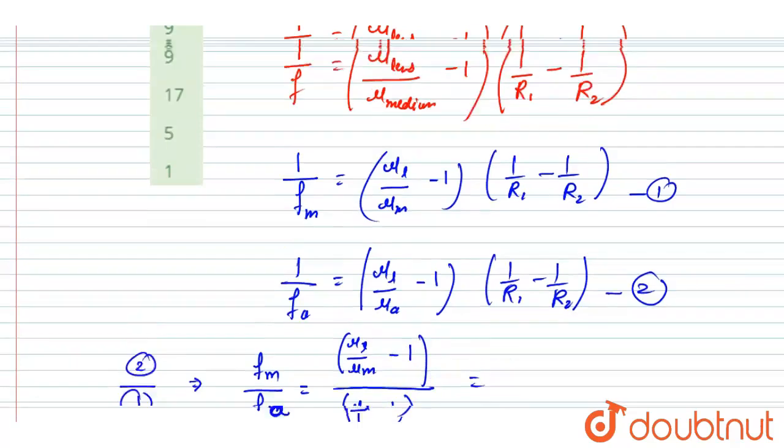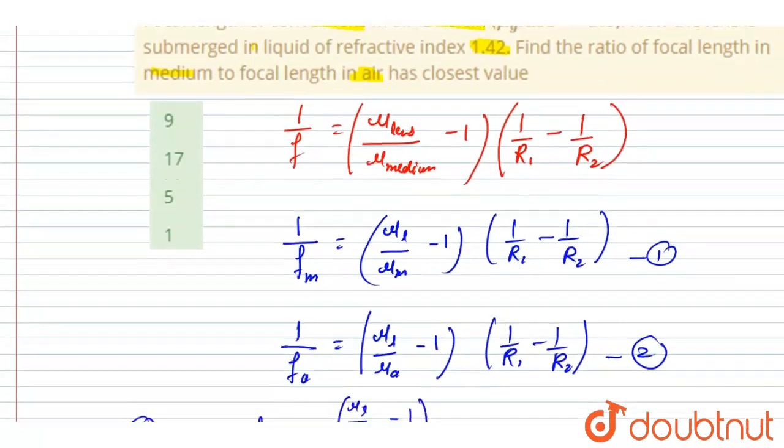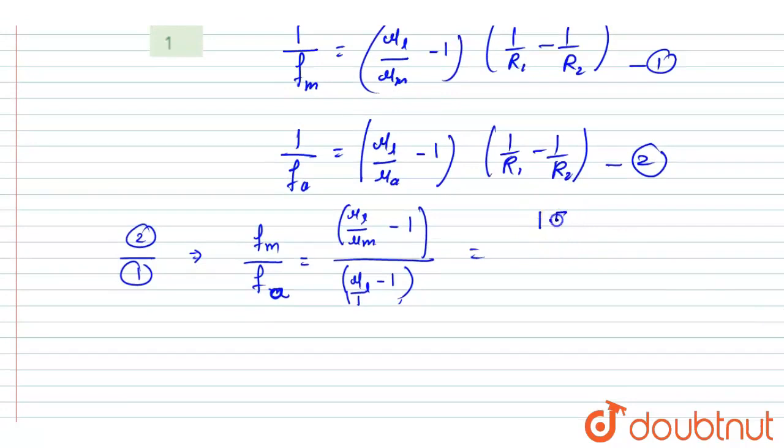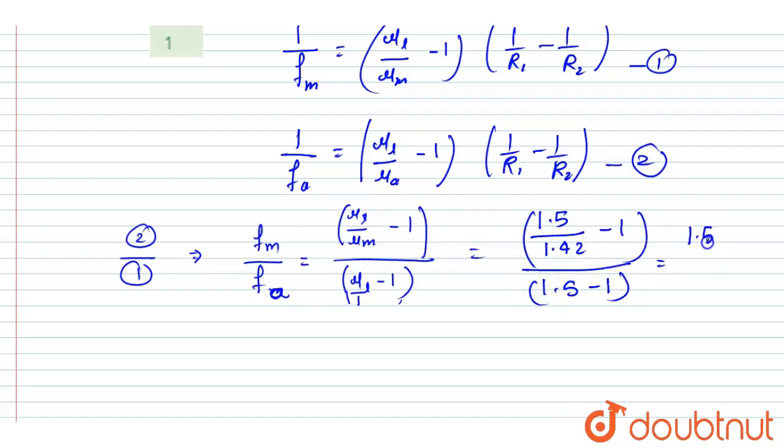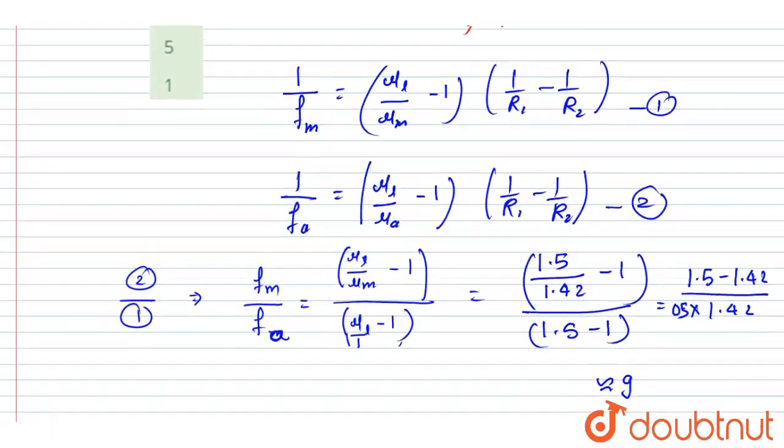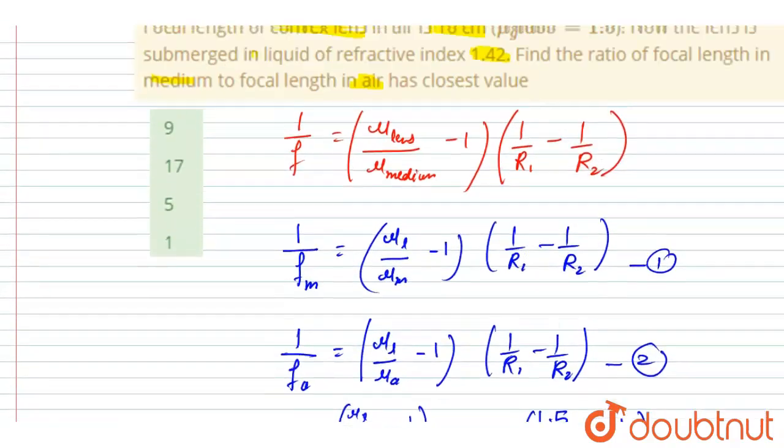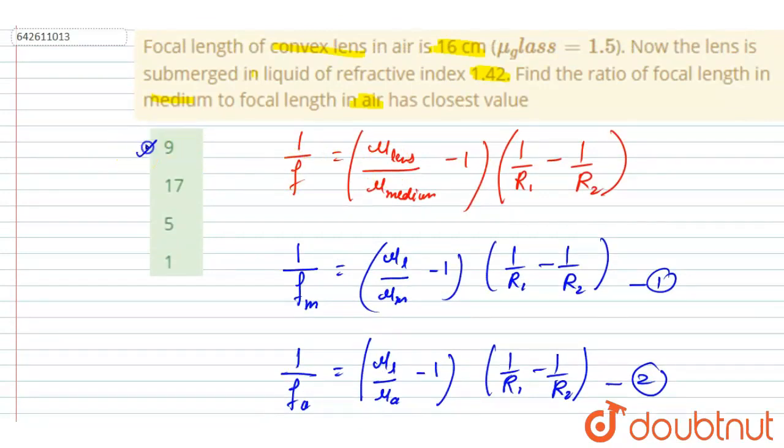Now just put the value. Mu lens is given as 1.5 and mu medium is 1.42. So 1.5 upon 1.42 minus 1 in division, 1.5 minus 1. Very simple. So if you will further solve this, you will get minus 1.42 in division. So into, it will be 0.5. So it will be nearly equals to 9, right? So now you can see the correct option here will be E.